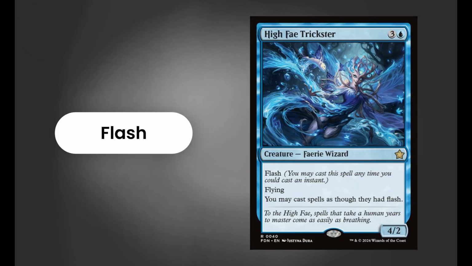Flash is the next keyword, and it's arguably the most simple. A spell with Flash can be cast at any time one could cast an instant. This allows for a great deal of flexibility, as a spell with Flash can be cast on an opponent's turn, during combat as a surprise, or in response to something being put on the stack, breaking the normal timing rules for casting a permanent spell. A very simple mechanic, but incredibly useful.